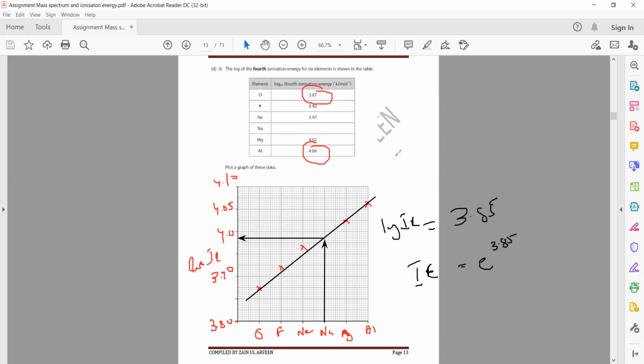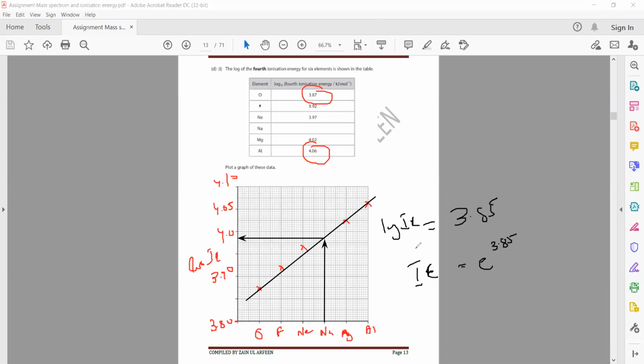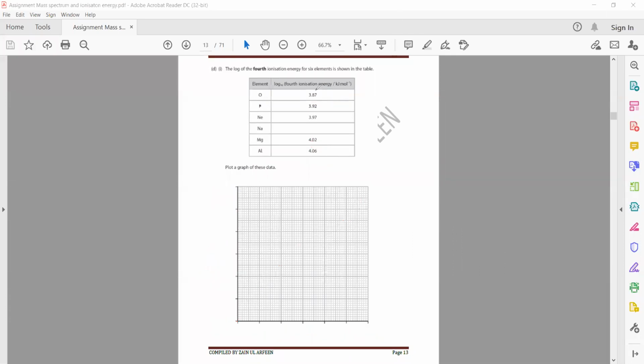Yes, Iftihar. Yeah, it is not ln, it is log. So you will take 10 raised to the power 3.85. If it was ln, then I would take e, because I mentioned here it is log 10. So log 10 is there, so the base is 10.